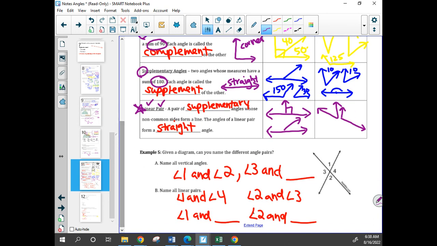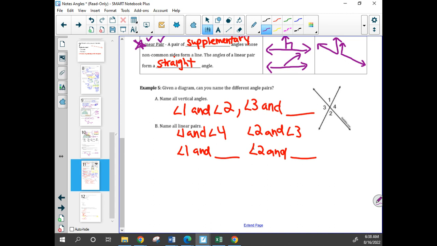Okay, pause the video where you need to, peeps. We're going to truck along. We're going to look at the diagram. It says name all the vertical angles. I've already written that angle 1 and angle 2 are vertical. The other pair of vertical angles are angle 3, and I'll put 2 arches there to show that it's different than 1. And then we'll put 2 arches on angle 4. So opposite angles are congruent.